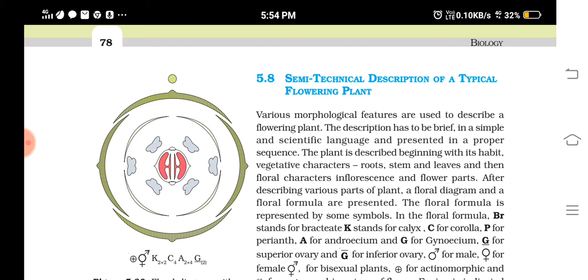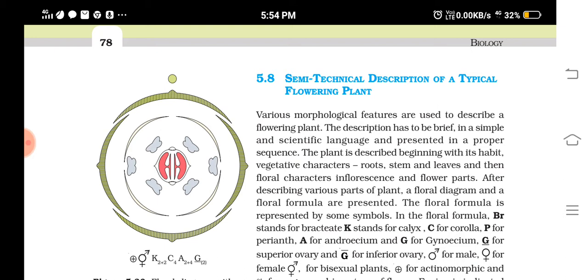To describe a plant, we should start with its habit, whether it is a herb, shrub and so on. Then vegetative characters like roots, stems, leaves. Then floral characters, including inflorescence and flower parts. All these characters should be included in the description of a flower or a plant.